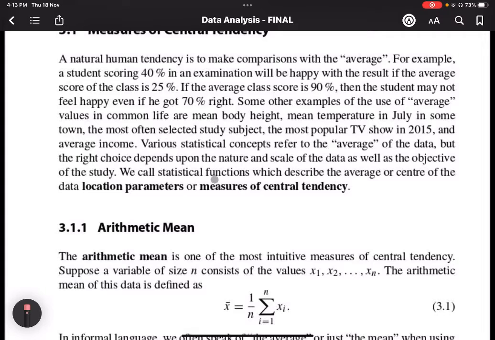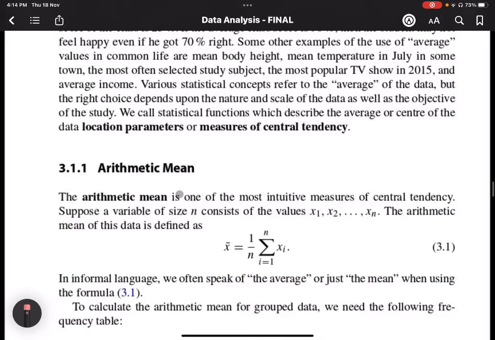Okay? So we call it statistical functions which describe the average or center of data, location parameters or measures of central tendency. So yan ang dalawang possible na tawag sa central tendency, location parameters, kasi by determining the central tendency of the data, we can determine the location of the average. The first method is the arithmetic mean. Ito, very common na ginagamit, especially sa computation ng mga grades. Actually, ito yung sinasabi nating average.